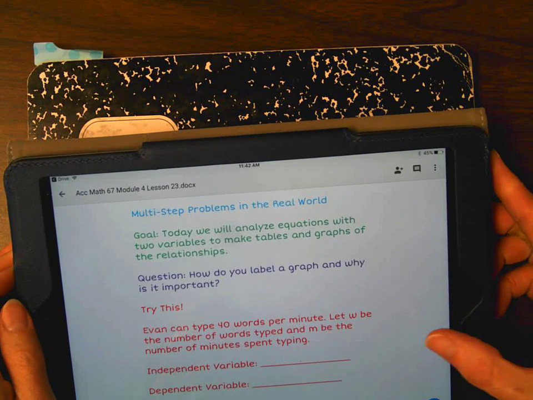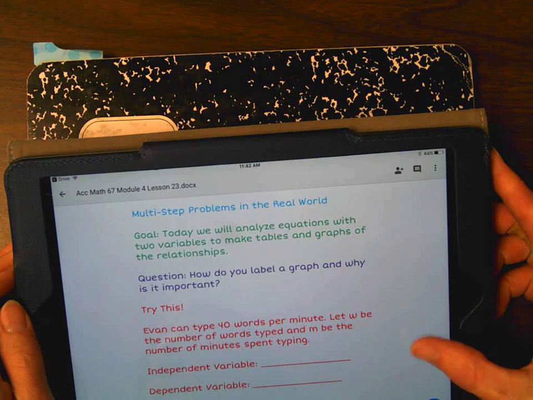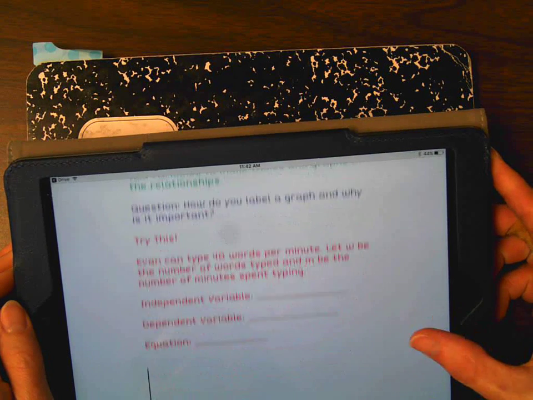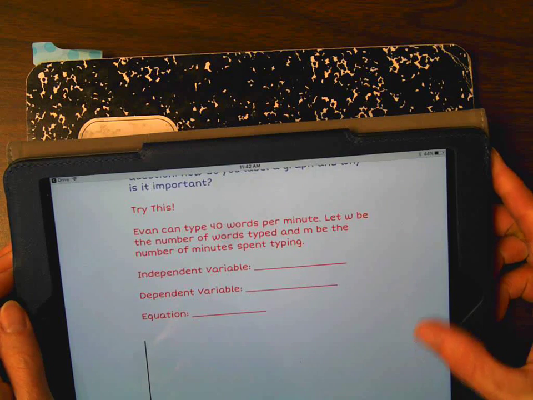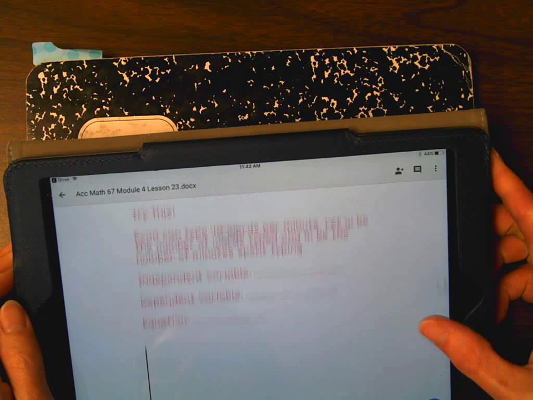Okay, question. How do you label a graph and why is it important? That's a very good question, very important. So we'll come back to that question. Hopefully you can answer it at the end.